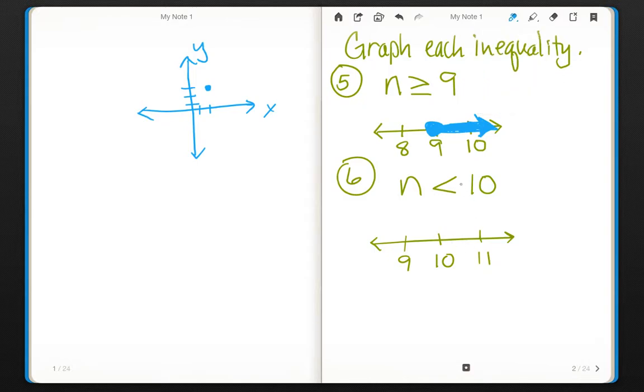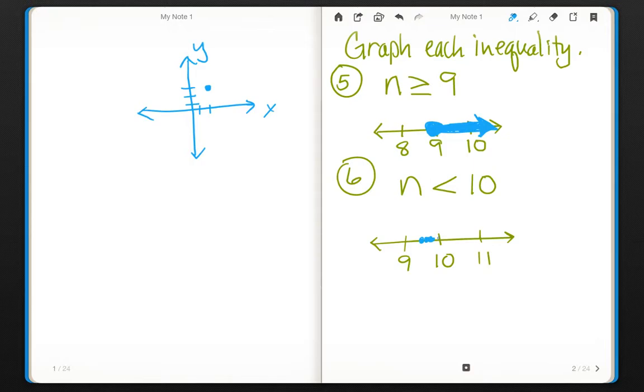Now, this one just says less than. I can't actually have it equal 10. I can get really close. So like I could be maybe 9.5, 9.6, 9.7, 9.8, 9.9, 9.9999999, but I can't get to 10.